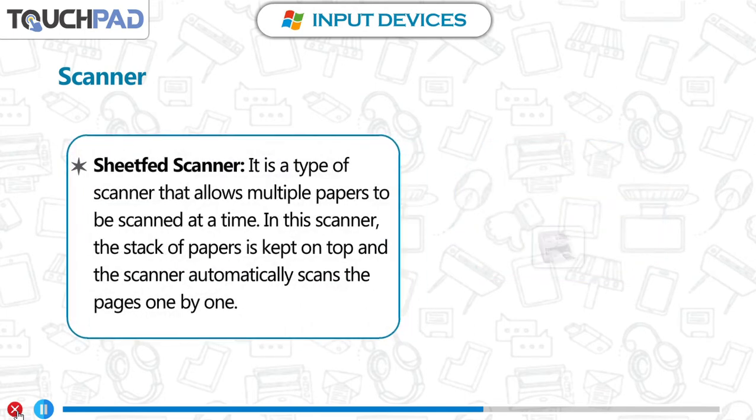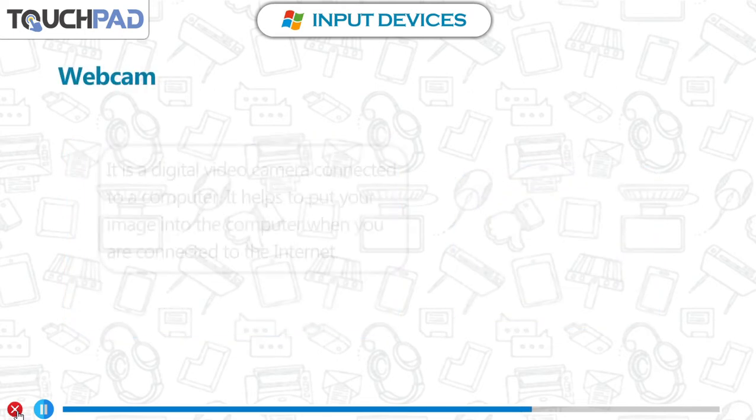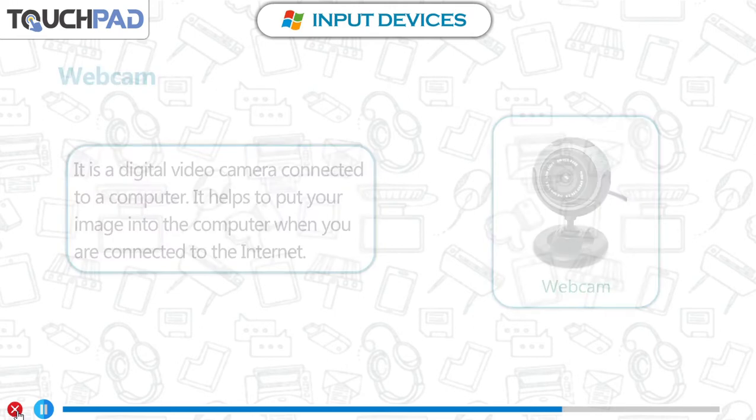Sheet-fed scanner: it is a type of scanner that allows multiple papers to be scanned at a time. In the scanner, the stack of papers is kept on top and the scanner automatically scans the pages one by one. Webcam: it is a digital video camera connected to a computer. It helps to put your image into the computer when you are connected to the internet.